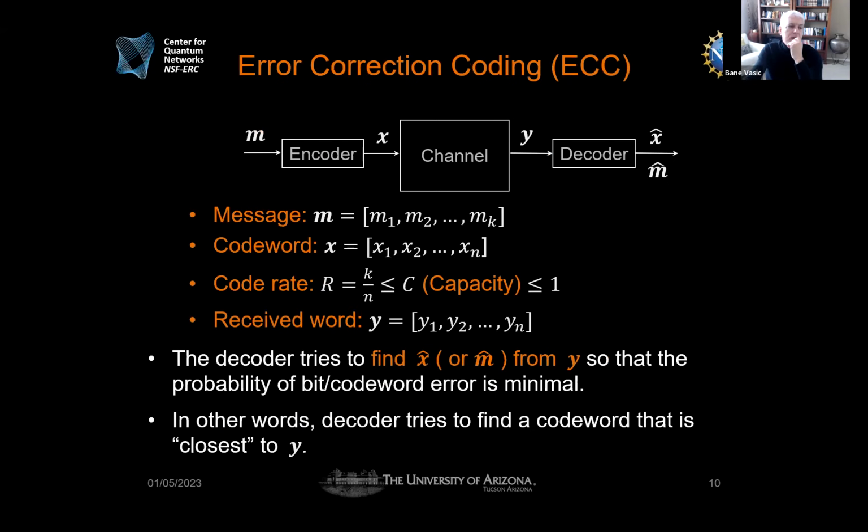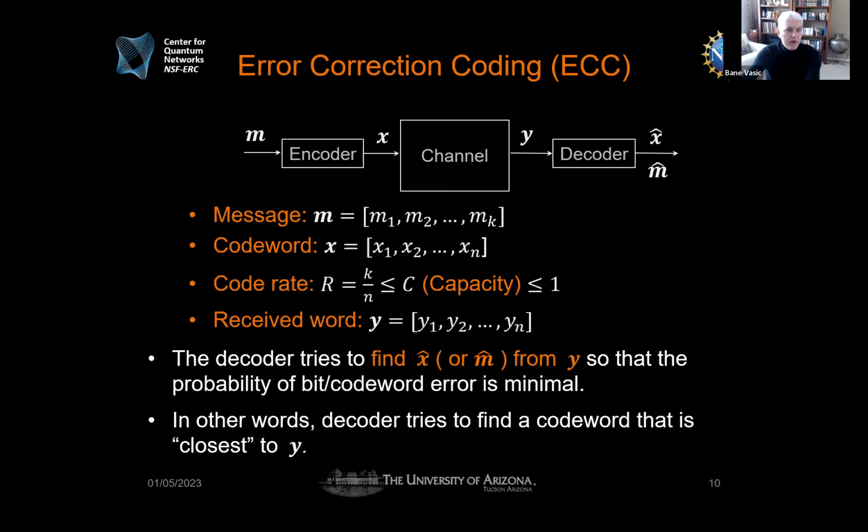So remember, the encoder maps k bits into n bits, and obviously one way to realize an encoder is to write a lookup table. This lookup table can have as input all possible combinations of these k bits and the corresponding code words. But you see that it would be inefficient because the lookup table would be very large.